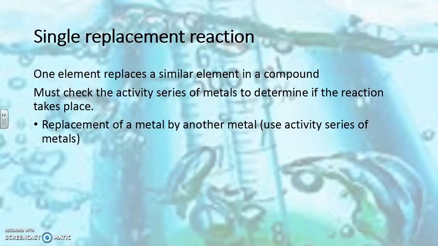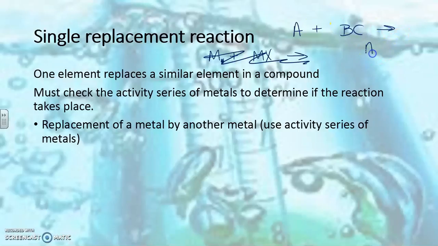Don't forget that. Okay, single replacement reaction, where you have one element in a compound and the element replaces another element in the compound. So let's just say we have a metal plus a metal halogen compound: A plus BC. On the other side, you would have AC plus B, right? So something swapping places. To figure out if the single replacement reaction has happened, you have to check the activity series of metals to determine if the reaction takes place.